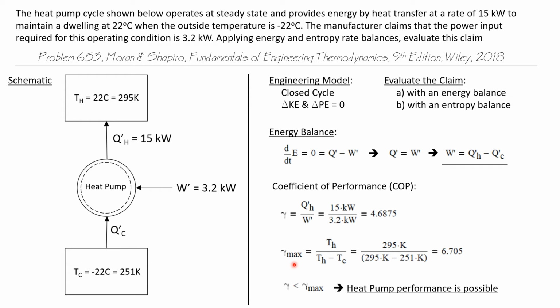We know that the maximum theoretical coefficient of performance is only a function of the temperatures of the hot and cold reservoir, and is not a function of any particular parameters of the heat pump. In the past, we've derived this expression for gamma max as just being TH over TH minus TC. We always use absolute temperatures, so TH is 295 K, TC is 251 K, and we get that the maximum theoretical COP possible for a heat pump operating between these two thermal reservoirs is 6.705. The calculated coefficient of performance is less than the maximum theoretical, so this heat pump performance is possible.